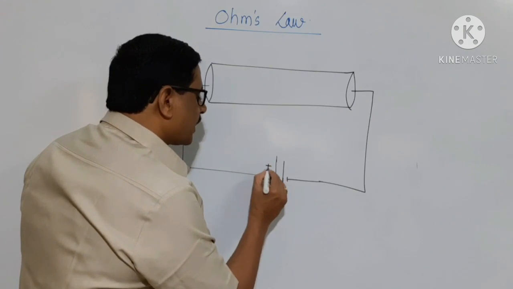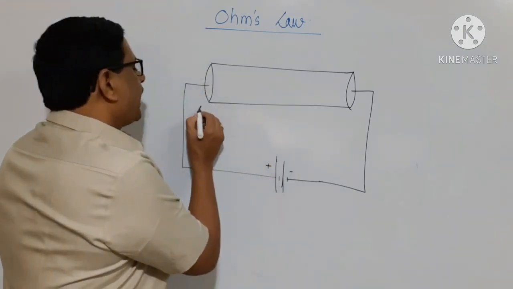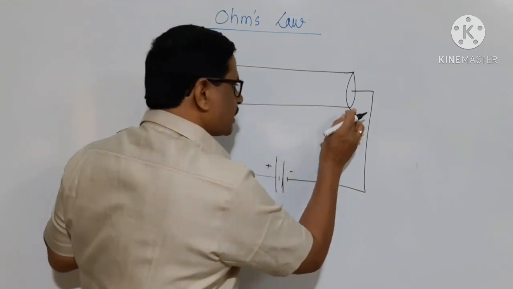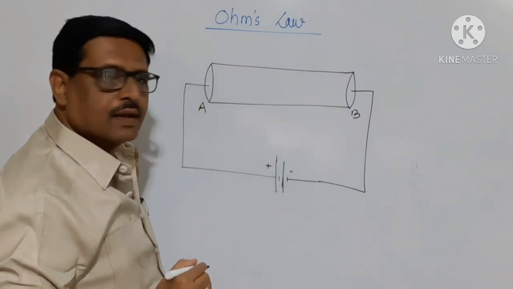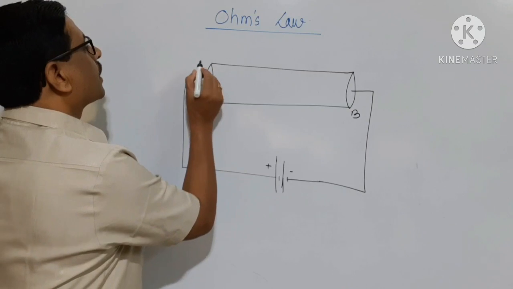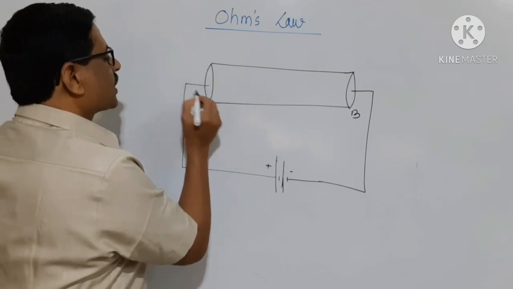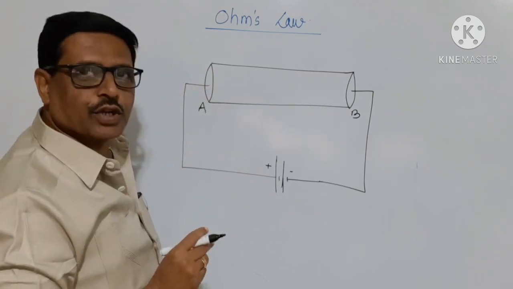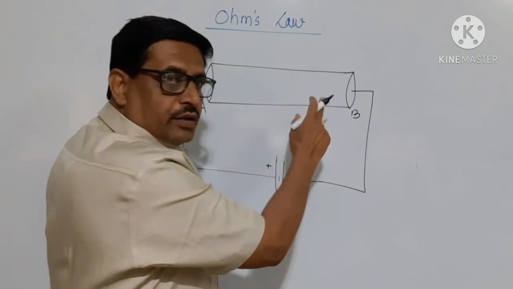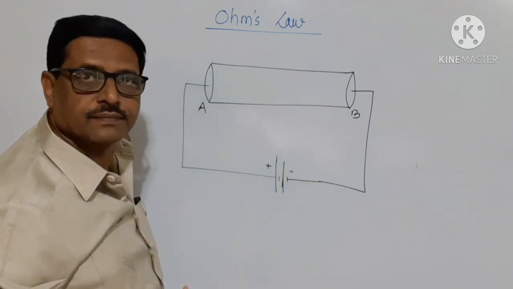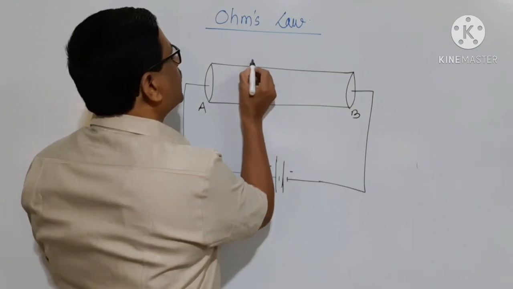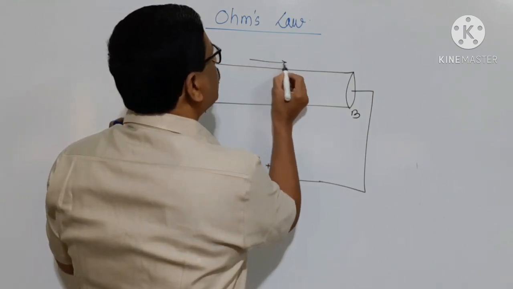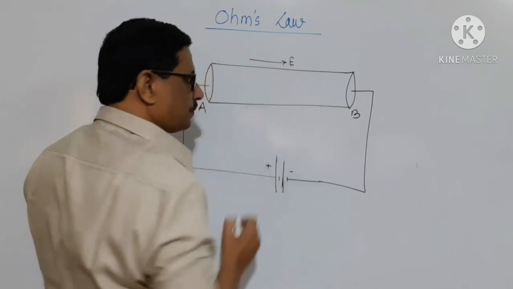Battery positive is connected to end A of the conductor and battery negative is connected to end B of the conductor. Therefore, the end A of the conductor is at higher potential and B is at lower potential, and the electric field produced at every part of the conductor is from higher potential to lower potential.